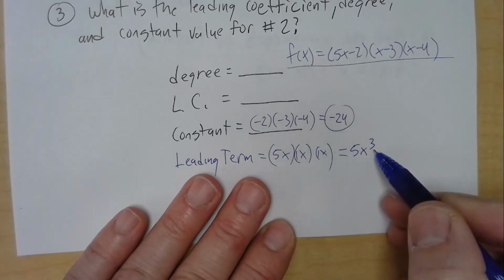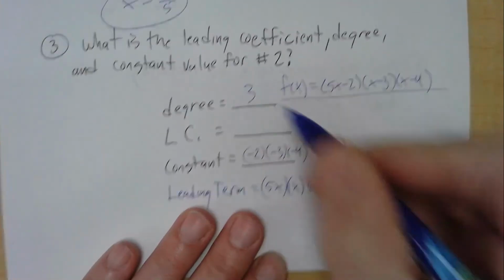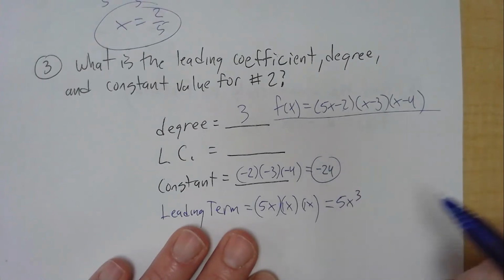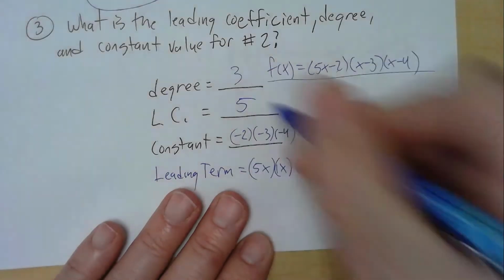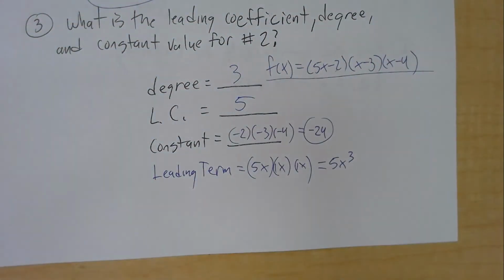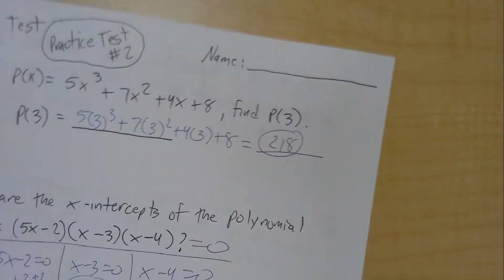So the degree, it's a third degree polynomial because when you multiply x's together, 3 of them, you get cubed. So that's the degree. And then the 5 is the leading coefficient. So 5 and 3, and then -24.